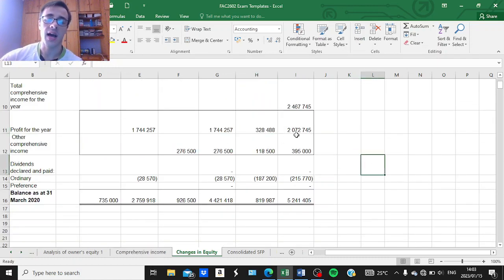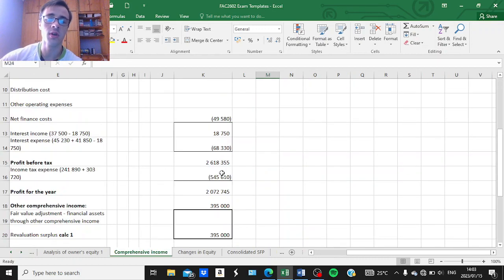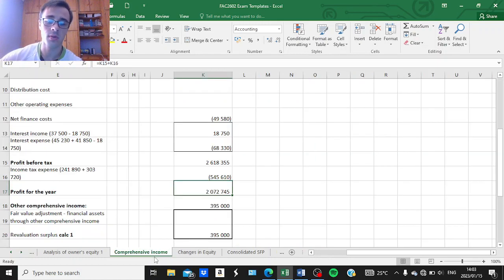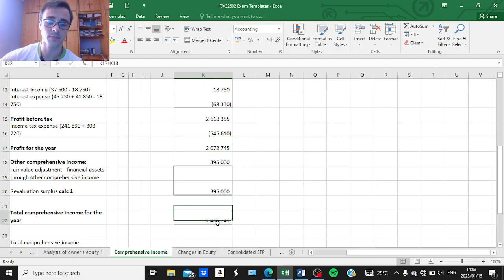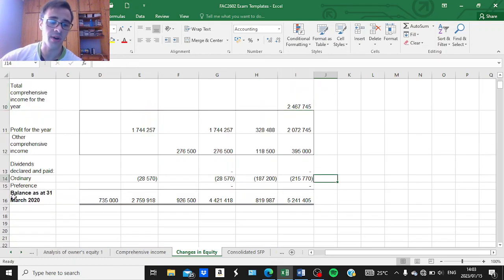Okay, and please make sure that once you have entered these amounts, that you arrive at the profit for the year for the group, which is 207,745, as disclosed in the consolidated statement of profit or loss and other comprehensive income. So the total comprehensive income for the group should also correspond to this amount, 2,467,745. And we have already dealt with the dividends.